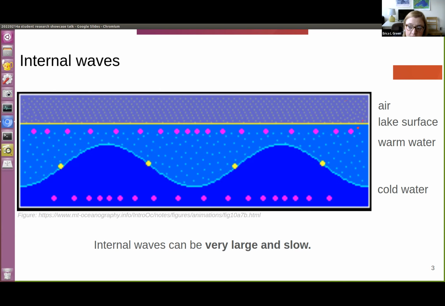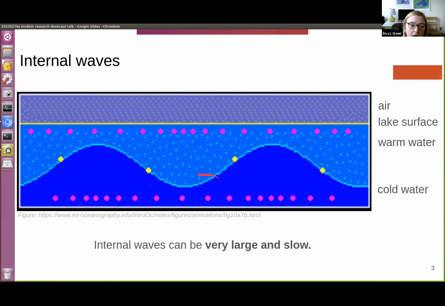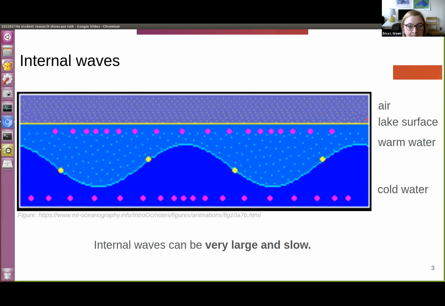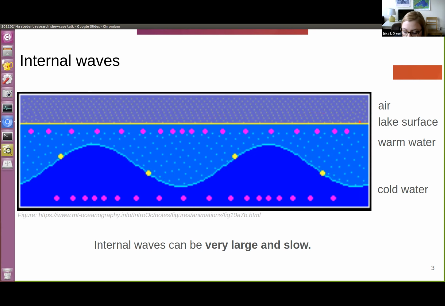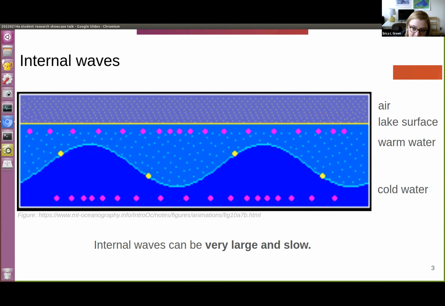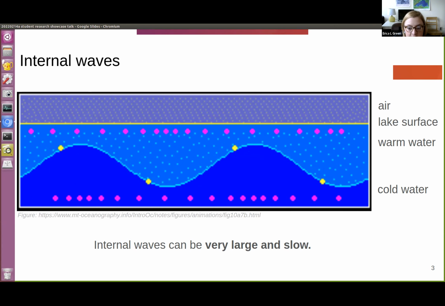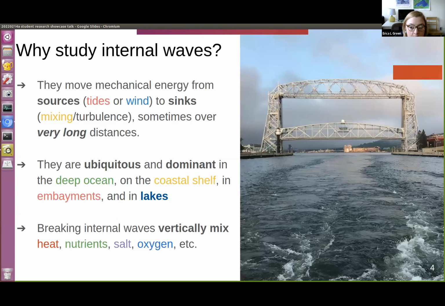Another important thing to note is that even though we've got these internal waves moving along in the water, the lake surface isn't undulating. So internal waves, although they can be sort of big and active, they often have very little surface signature. So if you want to measure them, you have to go out and put instruments in the water. So why should we study these things? Why do we care about them?